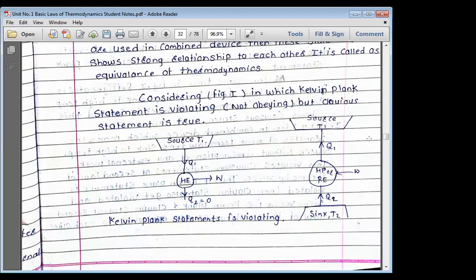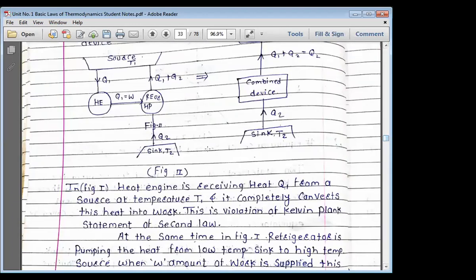Okay. आता आपण काय केलं? एक कॉमन डिव्हाइस वापरला. तर सोर्स एक टेम्परेचर T1 आणि ते सिंक घेतलं. तर ह्याच्यामध्ये हा कॉमन डिव्हाइस काय करतोय? जेवढी अमाऊंट ऑफ हीट Q1 सोर्स कडून घेतलेली आहे, Q1 इज इक्वल टू W आहे, त्यामुळे W अमाऊंट ऑफ वर्क रेफ्रिजरेटरला दिलं, आणि तो रेफ्रिजरेटर Q2 अमाऊंट ऑफ हीट सप्लाय करतोय आणि ती सोर्सला Q1 म्हणून सप्लाय करतो.